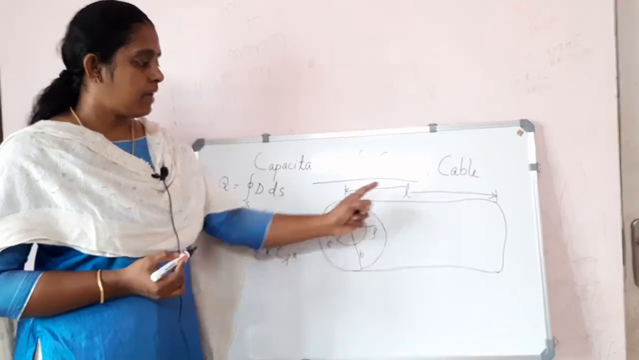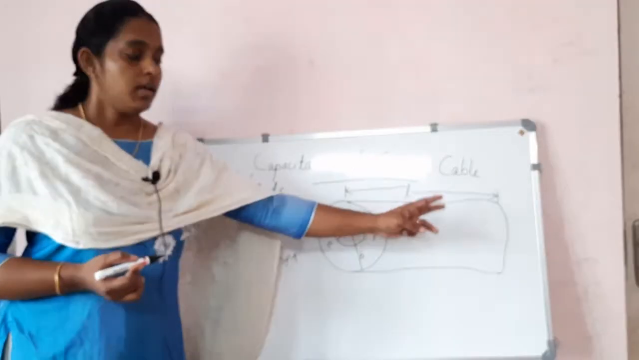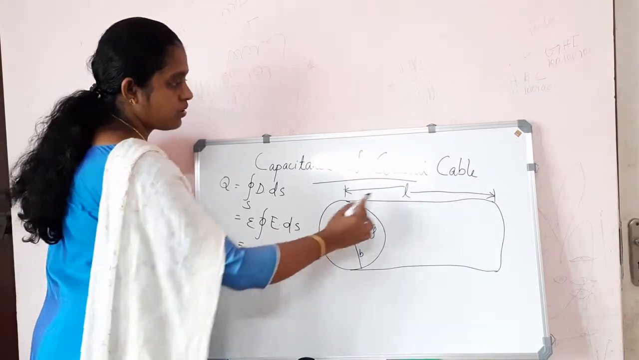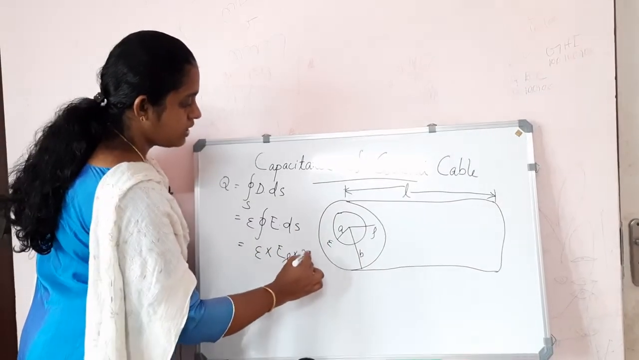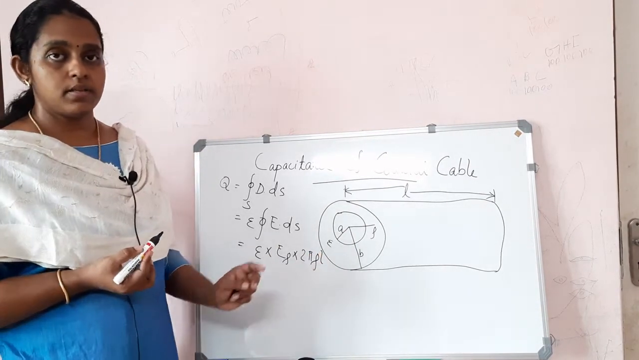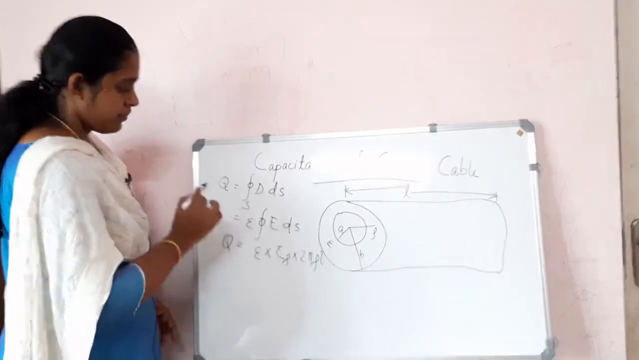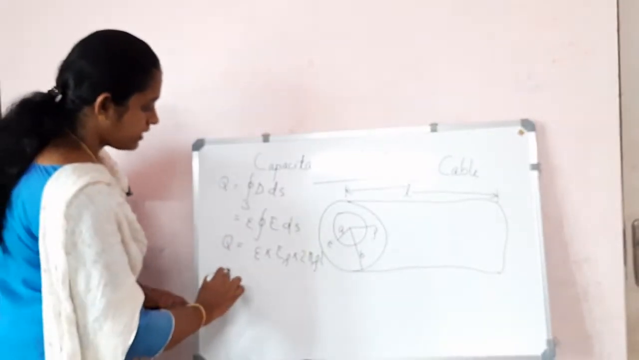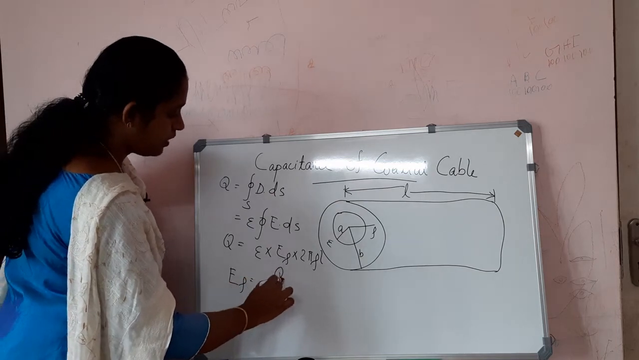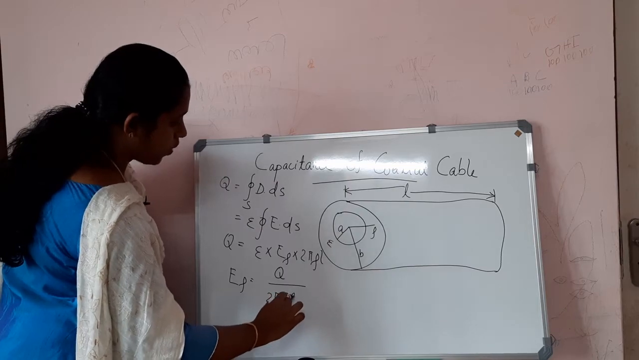So its length is L and the radial vector is rho, or radius is rho. The whole length, whole coaxial cable we are taking. So the total area of this cable is 2 pi into rho into L. L is the length and rho is radius. Okay, now this is Q. From this we can write E rho will be equal to Q divided by 2 pi epsilon rho L.